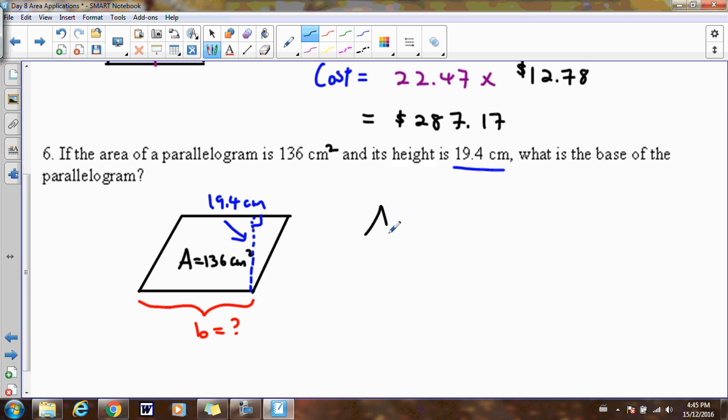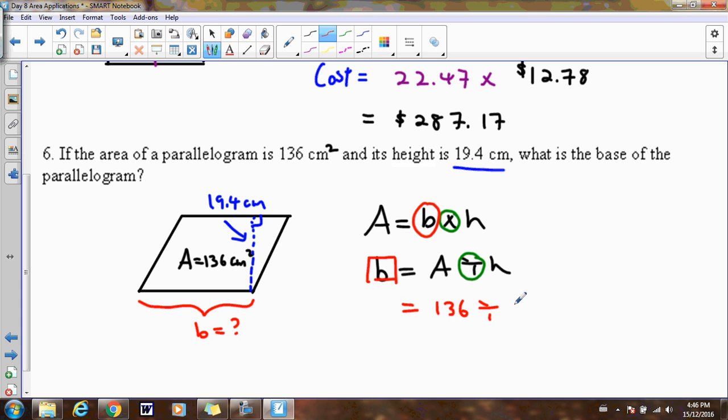We know the formula for a parallelogram is area equals base times height, right? But we are trying to find the base here. So we have to rearrange the formula a little bit and say the base is actually the area divided by the height, because multiplication and division are opposite operations. If we want to get this variable base, b, we have to do the opposite of what we did before. So in this case, area is 136 divided by the height, which is 19.4, and you will get 7 centimeters. That's what the base would be, 7 centimeters.